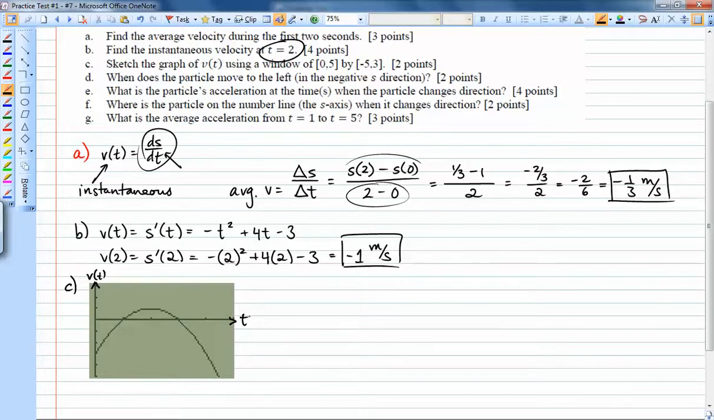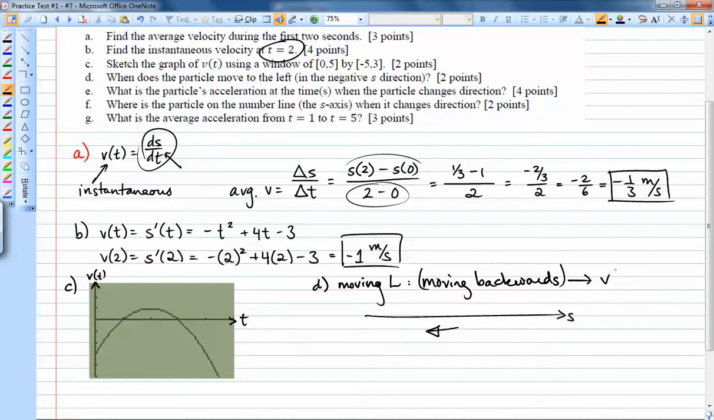Okay. So when does the particle move to the left, in the negative s direction? The idea is that it's moving on a number line, which is whatever the s is. So moving to the left would mean going backwards, right? And moving backwards is the same thing as saying velocity is negative. So what we need to figure out is, when is the velocity negative?